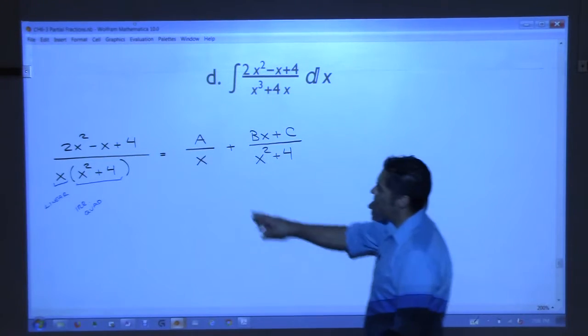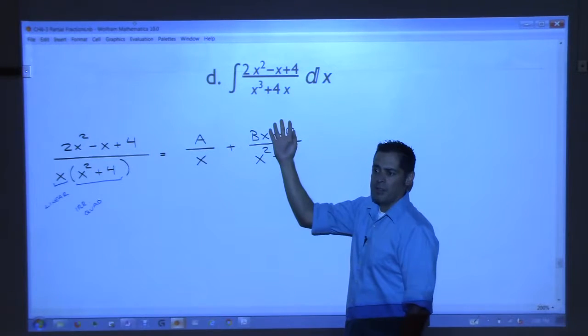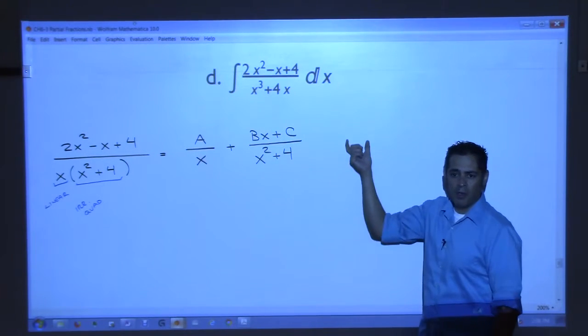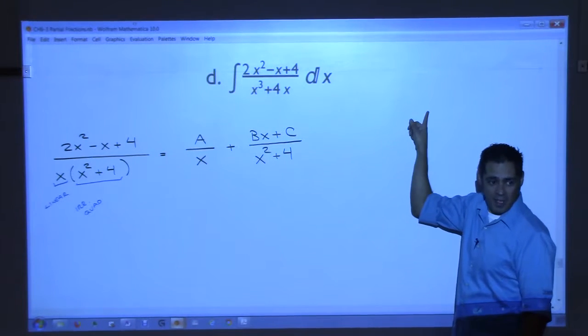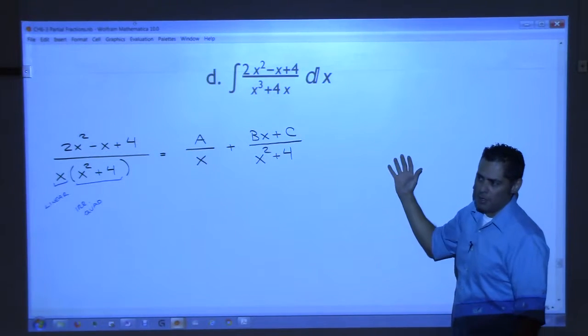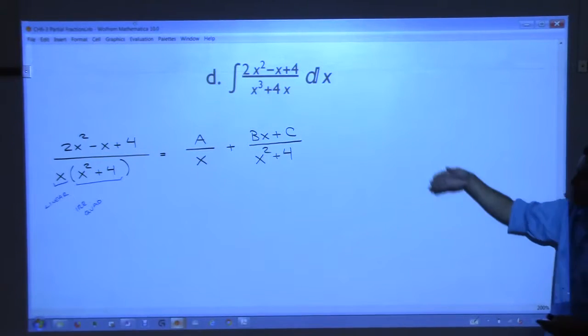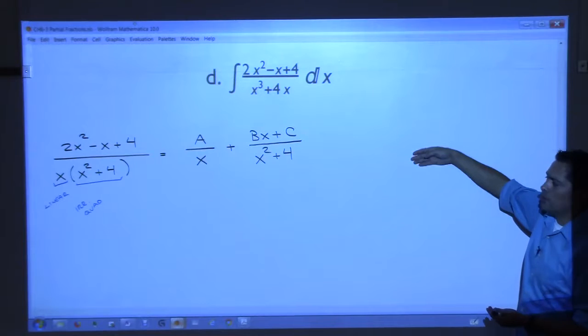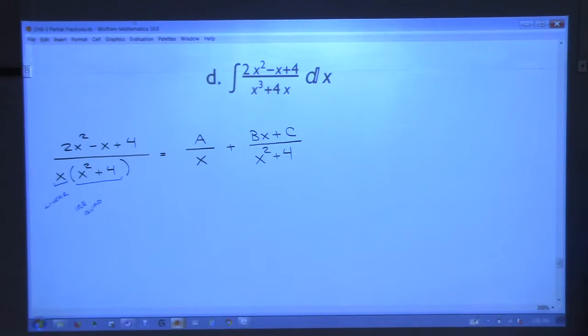So if you have a linear, you put a constant on top. If you have a quadratic, you put a linear on top. If you had a cubic, you would put a quadratic on top. Now it would have to be ax squared plus bx plus c, but that's what you would do. Now we won't go past quadratic, but I'm saying this does generalize. If you have a 5th degree polynomial down here, you could put a 4th degree up here and then try and use the partial fractions.